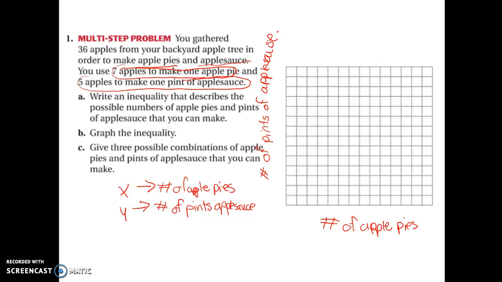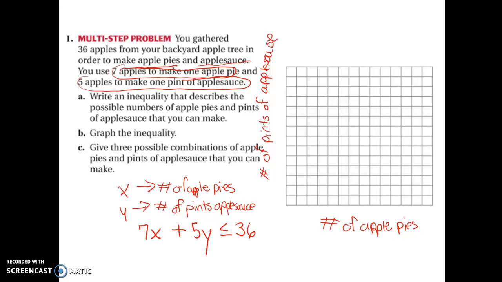First thing says write an inequality. Well, I know that it's going to take 7 apples to make 1 apple pie. So that's going to be 7 times the number of pies I make, and that's going to use up that amount of apples. And then I'm going to add it to the 5 apples that it takes to make 1 pint of applesauce. And I don't know how many pints of applesauce I'm making, so that's 5 times y. This amount must be less than or equal to 36, because if you think about it, you only have 36 apples. So this amount needs to be less than that, or you could use exactly 36 apples.